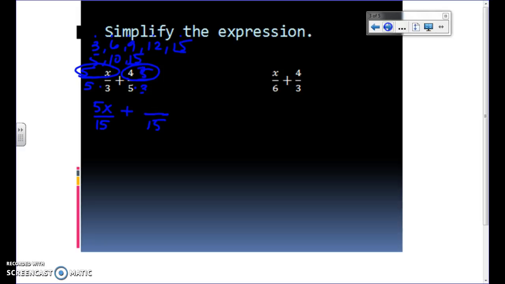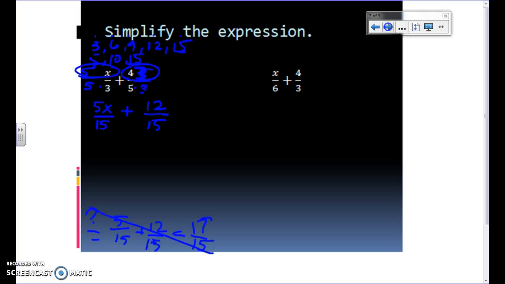Should not be a 5 up there. It should be a 3 because 3 over 3 would be equal to 1. So 4 times 3 is what I'm doing, which is 12. All right. Now, like we have always done, if it was just 5/15, so let's just pretend if it was 5/15 plus 12/15, we would just add them together, 17/15.